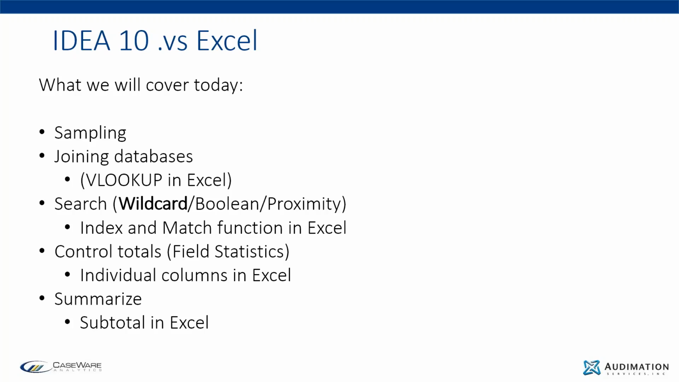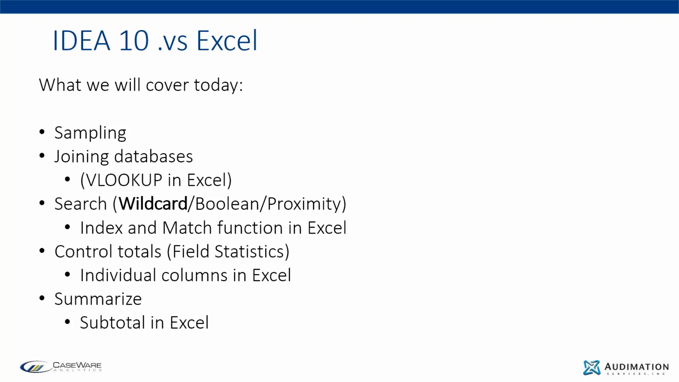Next, we're going to do searching. IDEA has a wide variety of searching capabilities on the menu item, on the toolbar. You can do Boolean, you can do proximity, you can do wildcard searches. We're going to focus on wildcard. Remember back in the day where you did an asterisk before and after a word, and that would mean any letter combination before and after the specific combination that you're looking for?